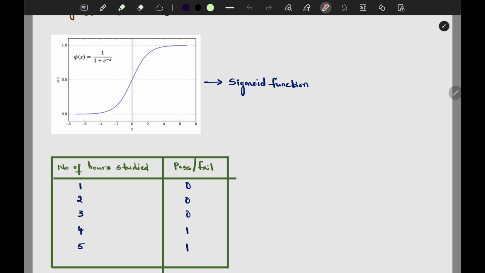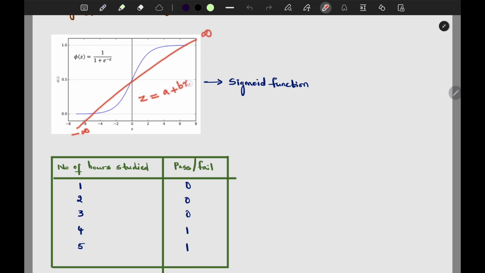For linear regression, we know it is a straight line, which goes from infinity to minus infinity. And we also know the equation of the straight line, which is z equal to a plus bx. So here we can see linear regression goes from minus infinity to infinity.